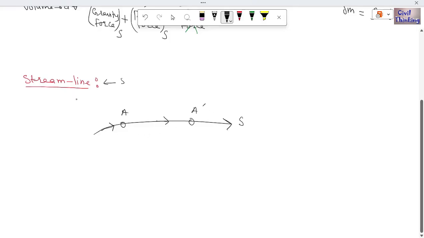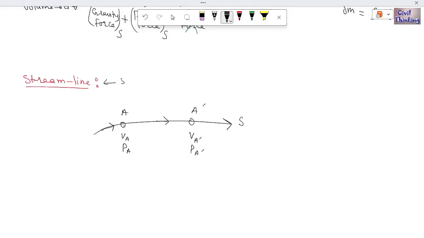Now what is the property of streamline? If a fluid particle enters here, let us say it has a velocity of VA and pressure of PA. Then it will travel the path and reach A dash. Here the velocity is going to be VA dash and the pressure is going to be PA dash. Now one particle enters, and at position A it has a velocity of VA.